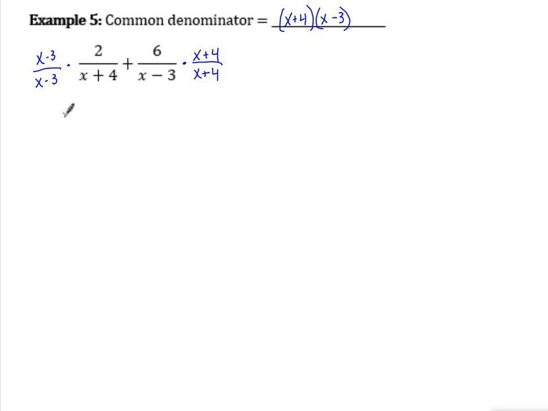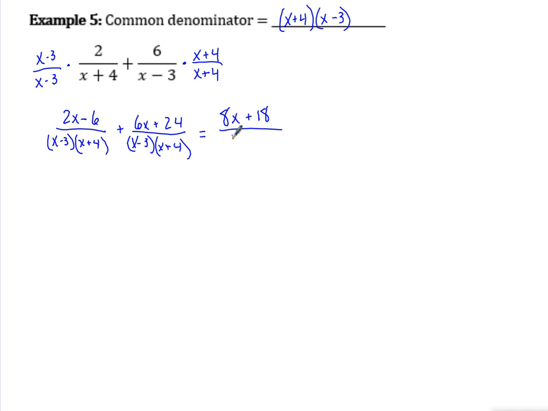So on the left side, I now have 2x minus 6 over x minus 3 times x plus 4. And on the right side, I now have 6x plus 24 and then still x minus 3, x plus 4 on the bottom. So now that I have my common denominator, I can add the numerators. All right, 2x plus 6x is 8x, and then negative 6 plus 24 is 18, and that's going to be over x minus 3, x plus 4.